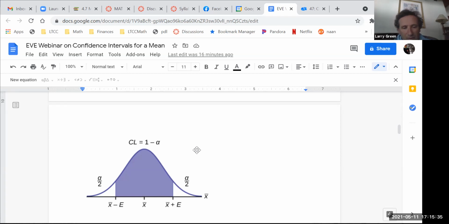Okay, so E. E stands for error, because the idea here is our best guess was 16.2. And the error is how far you're willing to go left and right with that 95% confidence. So the 95% is this area, and the error is how far left and how far right. It's the same distance, it's symmetric, that you're willing to go. And that all depends on the situation.